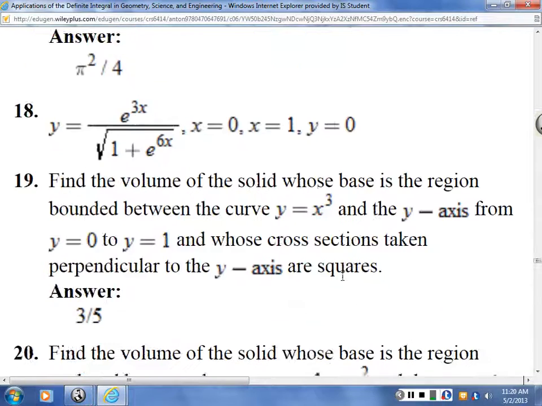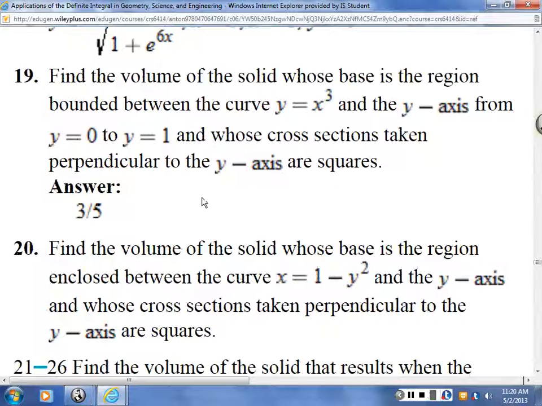Number 19. You won't have one like this on the exam, because we're only going to focus on rotational in Calc 1. In Calc 2, you will do both types.